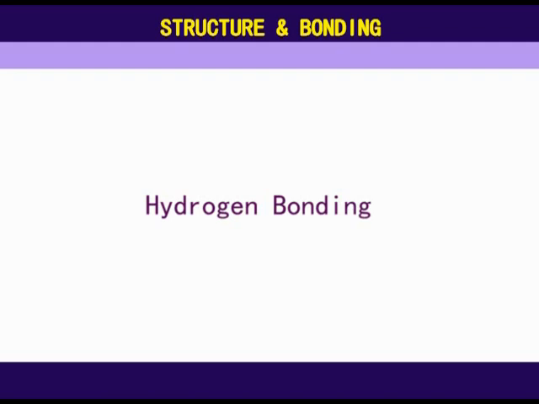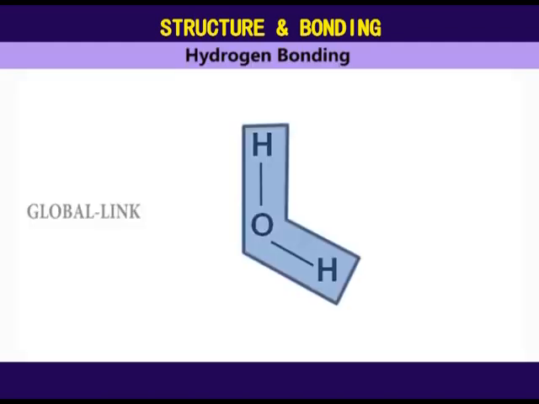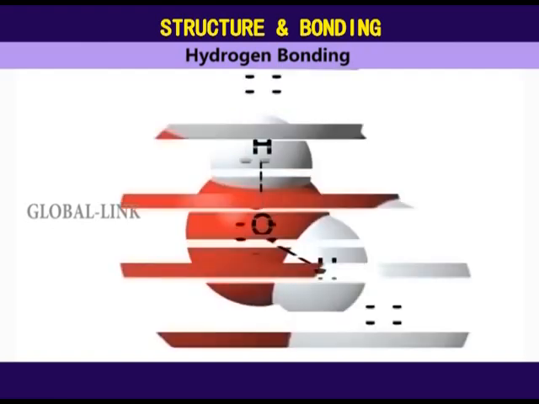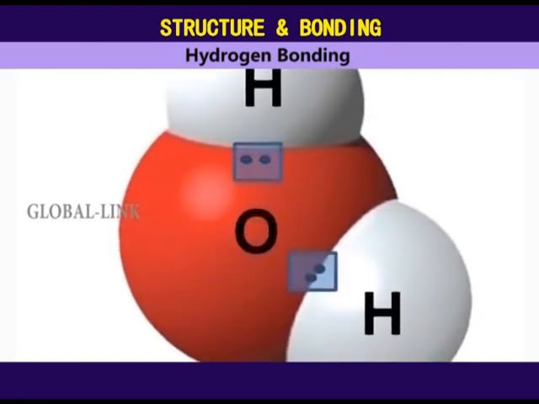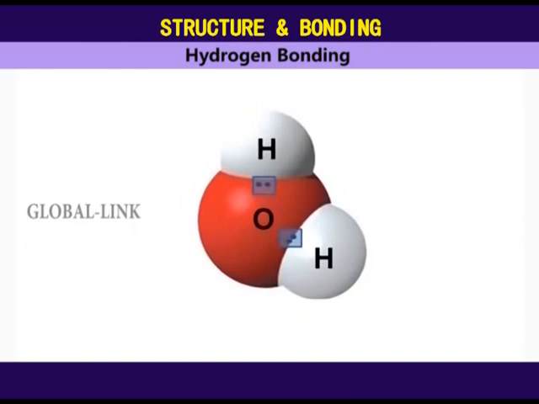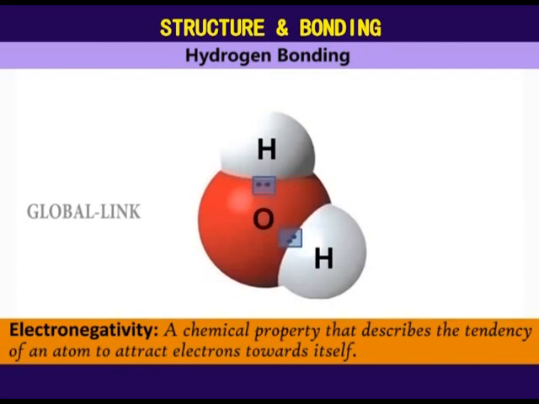Next, hydrogen bond. A water molecule is made up of 1 oxygen and 2 hydrogen atoms arranged in the shape of a V. The hydrogens are covalently bonded to the oxygen, which means they share a pair of electrons between them. There is a principle in chemistry called electronegativity. This is the chemical property that describes the tendency of an atom to attract electrons towards itself. The more electronegative an atom is, the more it attracts electrons.